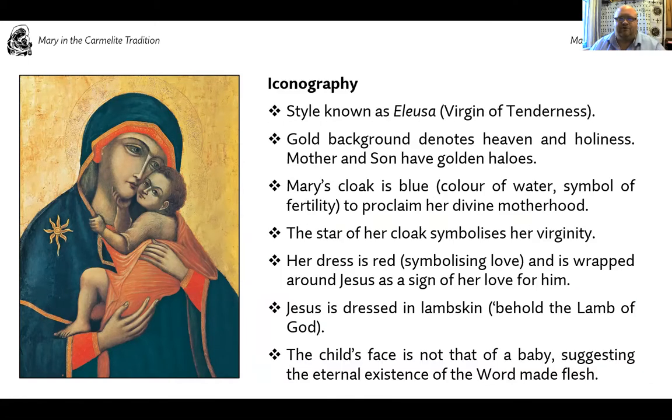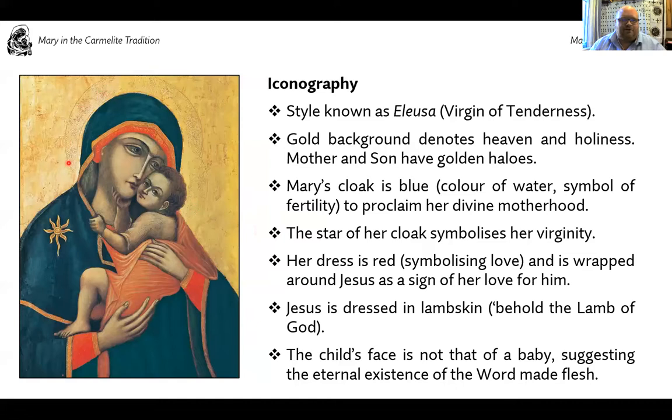Let's look at some of the iconography, some of the symbolism in this beautiful painting. It's in a style known as Eleusa. That's the term art historians give to it. And that means the Virgin of Tenderness. And I think it is a very tender, intimate image. You can see that Mary appears against this gold background. And in iconography, whenever you see gold, it denotes heaven and holiness. So we're in a divine space when we come before this icon. We are in the presence of God and of the holy.